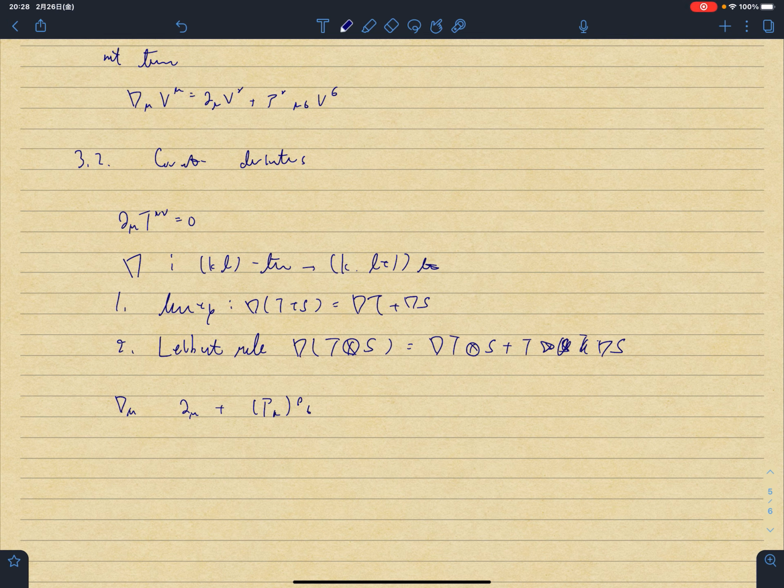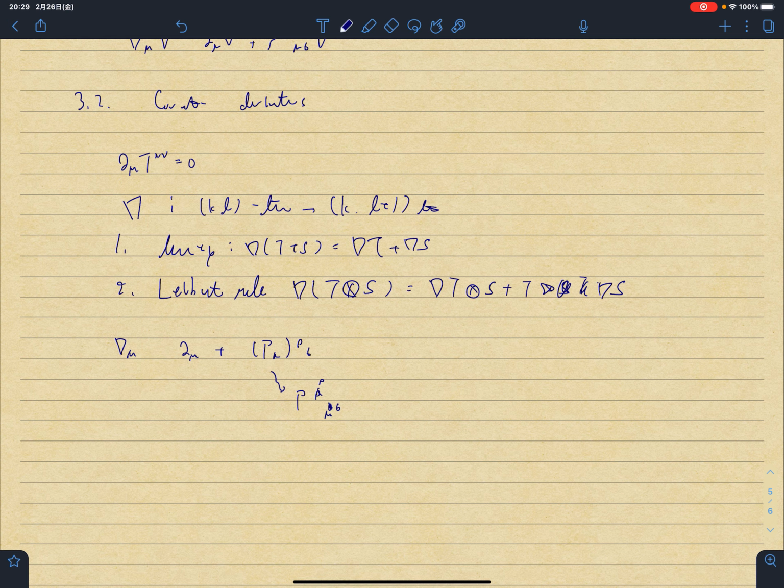In fact, the parentheses are usually dropped. This object is known as the correction coefficients, or the connection coefficients, and sometimes we denote it by gamma rho mu.